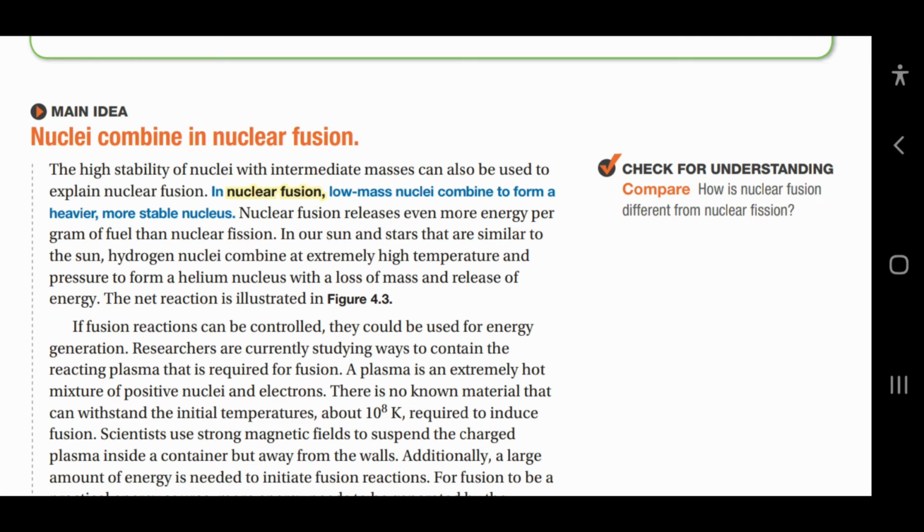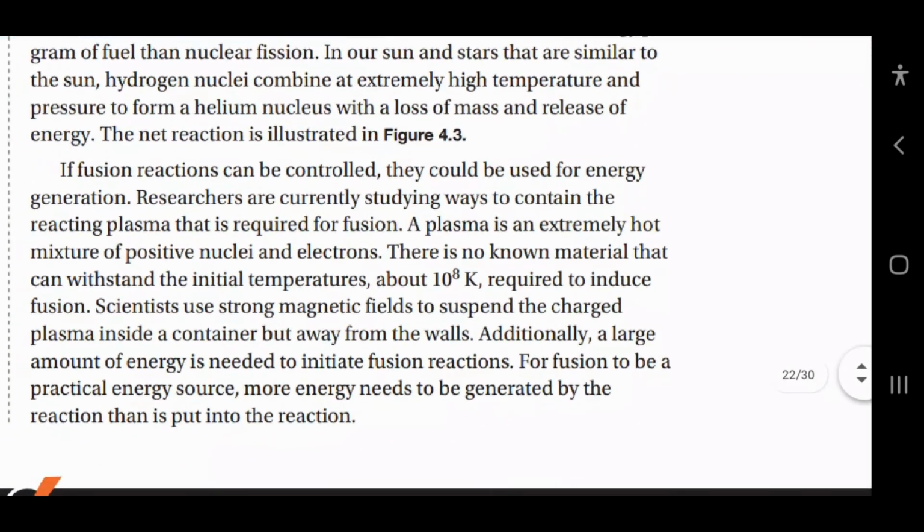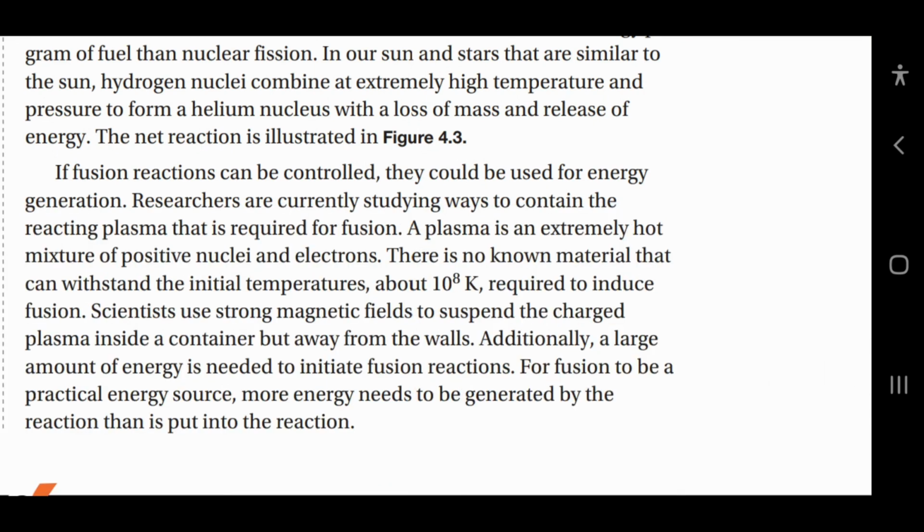In our sun and stars, for example, as we said, hydrogen nuclei combine at extremely high temperature and pressure to form a helium nucleus with a loss of mass and release of energy. In fusion reactions, we could use the energy if we were able to control the fusion reaction.